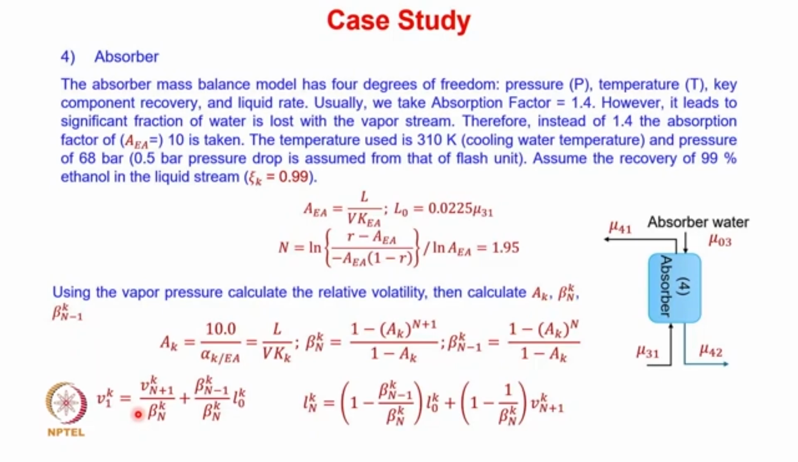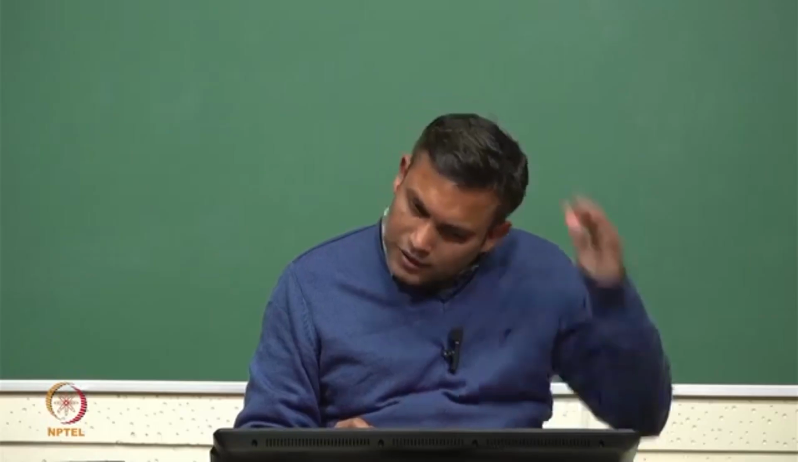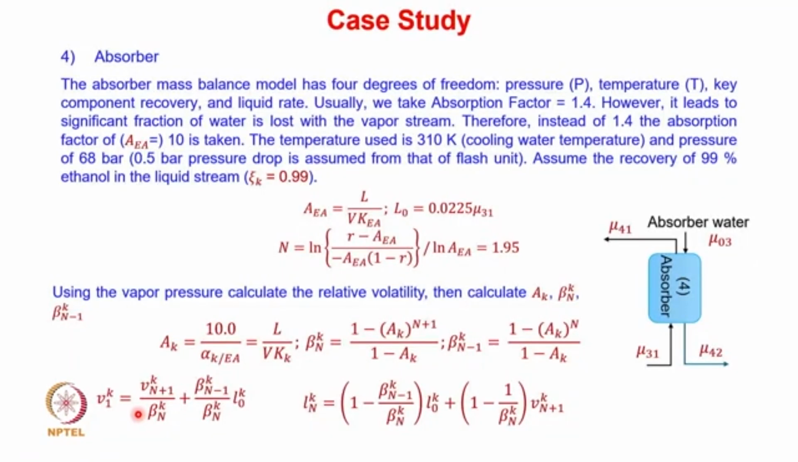In this case, pure water will be fed counter-currently in the absorber unit, and this water is going to absorb the ethyl alcohol present in the vapor. This water stream containing the ethyl alcohol is then mixed in the mixer, isn't it? In order to do the calculation, remember that for the absorber unit there are 4 degrees of freedom. We first have to specify pressure, temperature, and in addition the component recovery.